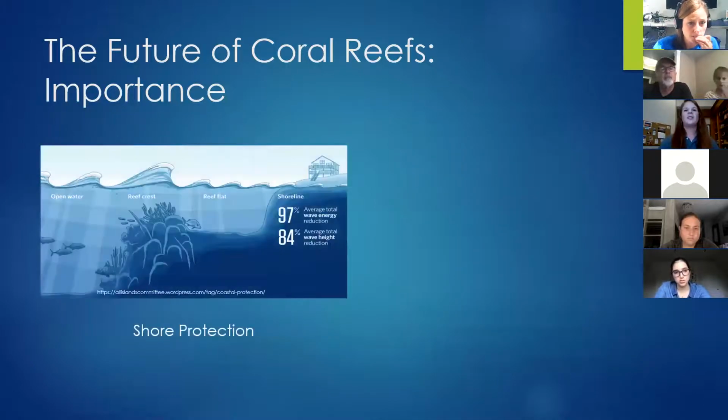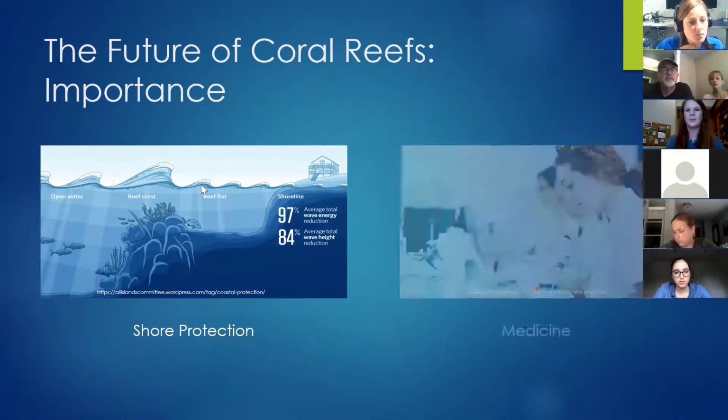They also provide shore protection. So it acts as a buffer to wave action as waves approach the shore. They're going to break over the reef before they reach the shoreline. So this helps reduce rates of coastal erosion. So the rate at which the shoreline is breaking away is going to be less. And it also protects coastal development during times like hurricanes and cyclones, because the reef is going to take a big brunt of that wave energy before it actually reaches the shore.